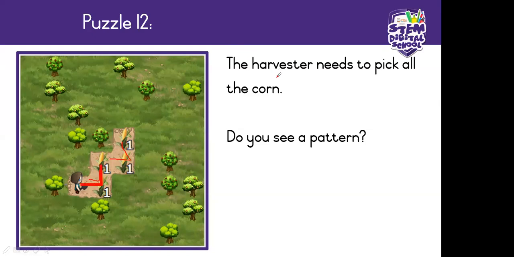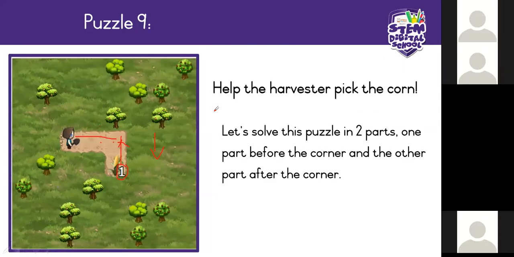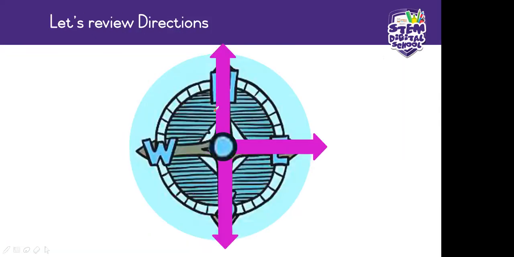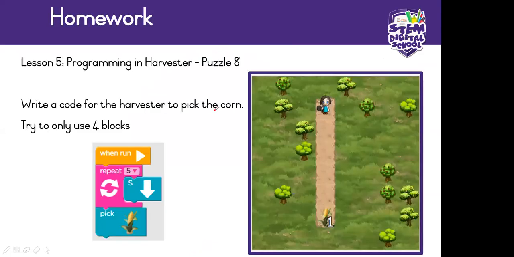Let's quickly go to puzzle. Oh, there I showed you anyway. Here are the patterns. Puzzle 8, that homework that you gave us. They said we must only use 4 blocks. And when I use 4 blocks, it gives me the wrong thing. And when I use 7 blocks, it gives me the right thing.